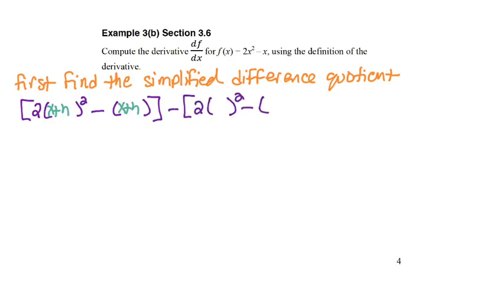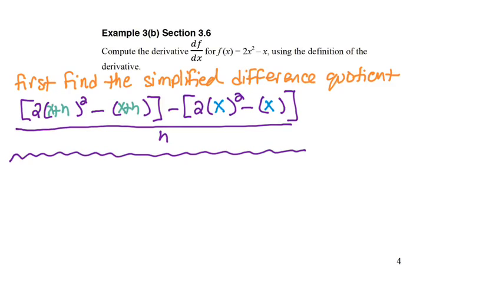Now I subtract the equation 2x squared minus x, and on the second time, we just put x's. So hopefully you can see the parallels now. And again, this is all over h. I've got my initial filled in difference quotient, and I'm ready to start cleaning it up algebraically.